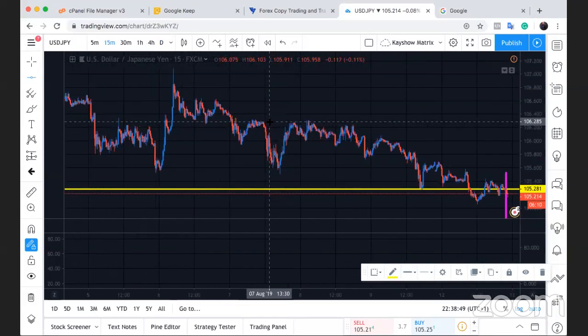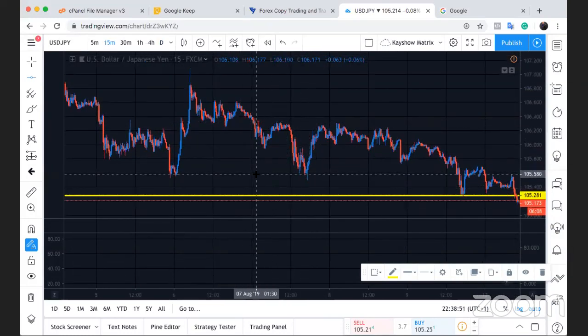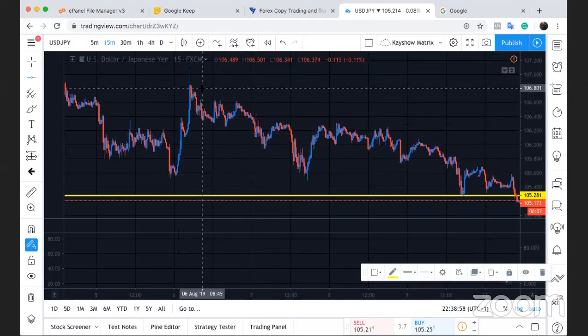And you can come to your 15 minutes and still draw support. So if you're a scalper like me, and you really want to quickly make sharp money, you can draw support and resistance on your 15 minutes chart. So you can see there's one here. You have to train your eyes to see them when you see them. You can see there's one here.